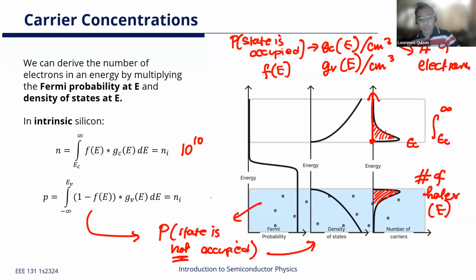Likewise, if you do this for holes, it should also be 10 to the 10. If you integrate the probability that a state is not occupied times the density of states at the valence band, then you should also get 10 to the 10 at room temperature. So yeah, that's carrier concentrations for you.